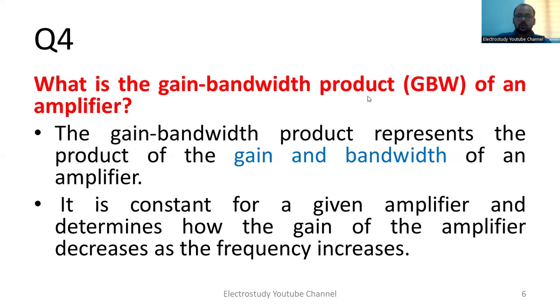What is the gain bandwidth product? GBW is the short form for an amplifier. It is a constant actually, and it determines how the gain of the amplifier decreases whenever the frequency increases. You might have studied the frequency response graph also. The gain bandwidth product represents the product of the gain and the bandwidth of the amplifier. Whenever you are doing the design, you will be considering the gain and bandwidth. That's the most important parameter.